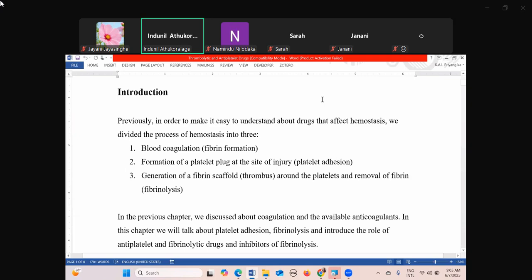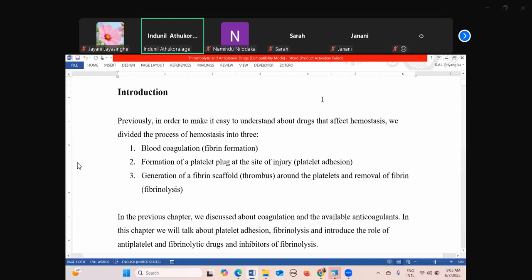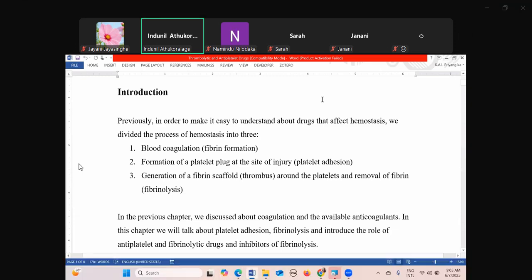So in the previous chapter, we also discussed coagulation and the available anticoagulants. So in today's lesson, we will talk about platelet adhesion and fibrinolysis, and introduce the role of antiplatelet and fibrinolytic drugs, and also inhibitors of fibrinolysis. Okay. So first we'll look at the role of platelets.